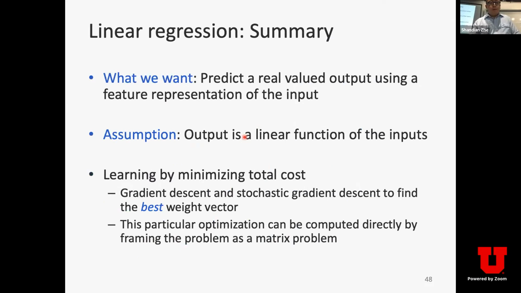Okay, so the summary of linear regression is as follows, right? The goal is to predict a real valued output using a feature representation of the input. The key assumption is that the output is a linear function of the inputs, right? And we can learn those model parameters by minimizing a total cost. Right? That's basically what we need to know about linear regression. So any questions so far?